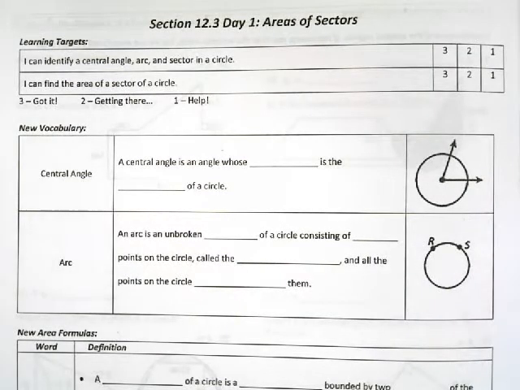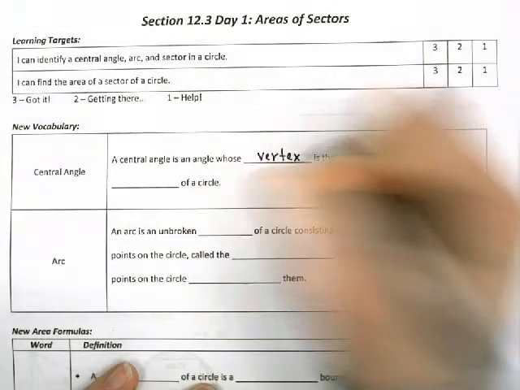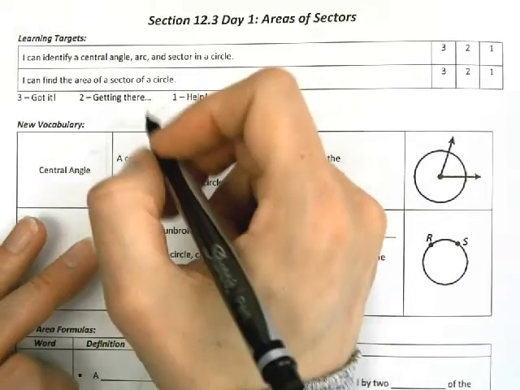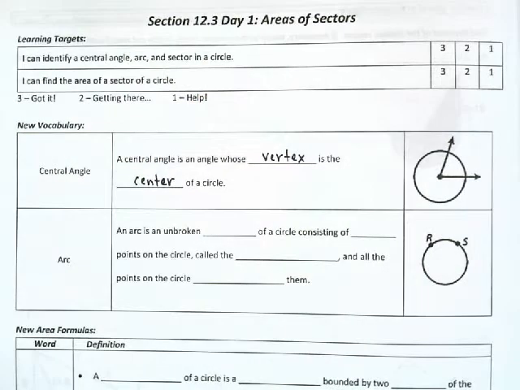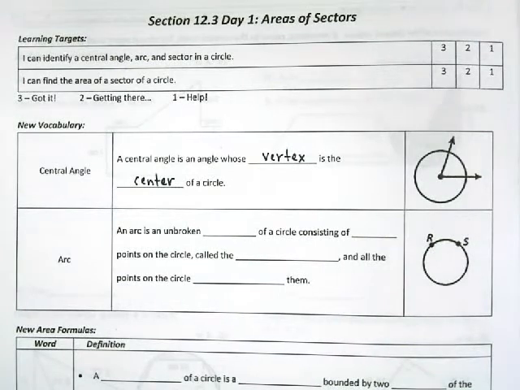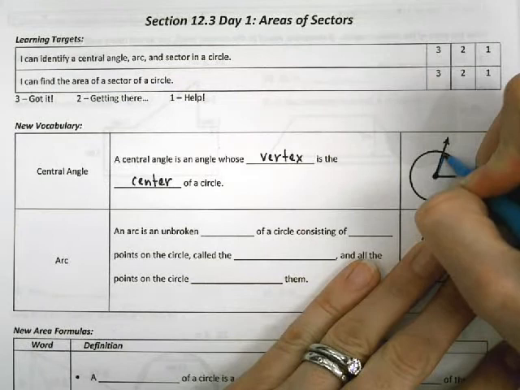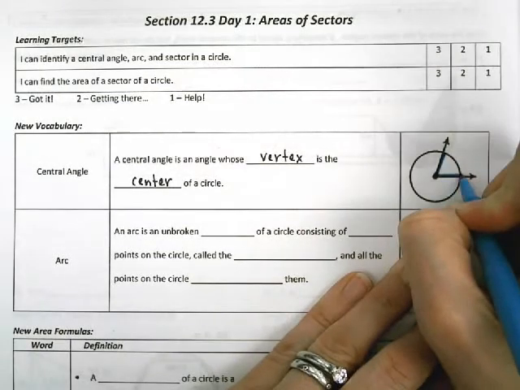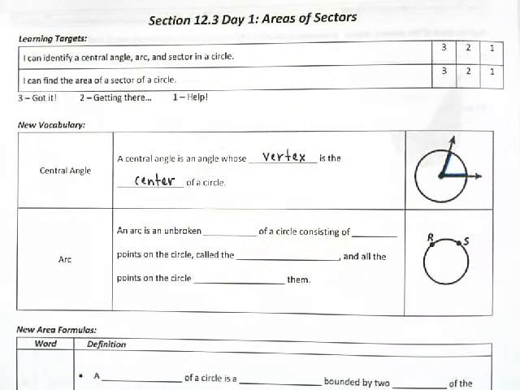So the first word we need to be familiar with is a central angle. And all a central angle is, is an angle whose vertex is on the center, or is the center, of a circle. So remember, the vertex is where the two sides meet. So in this case, this angle right here in blue would be my central angle because that vertex is the center of the circle.